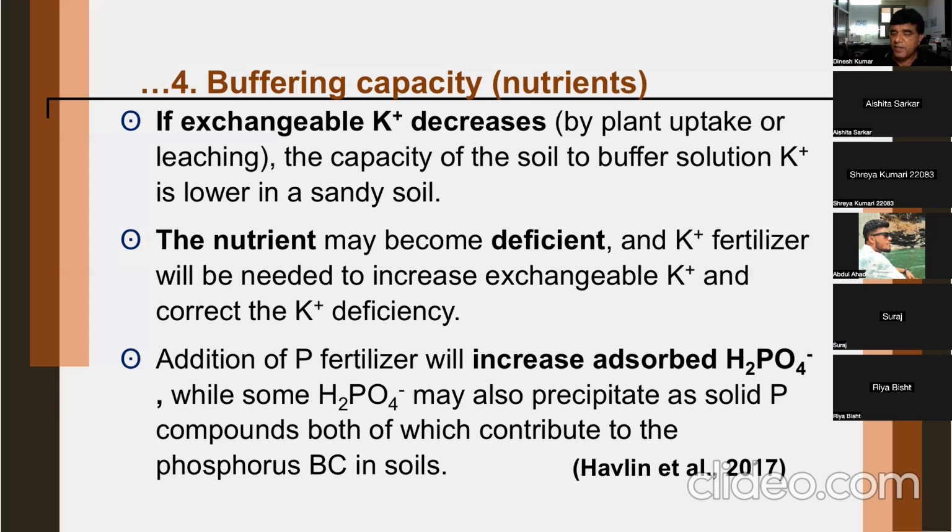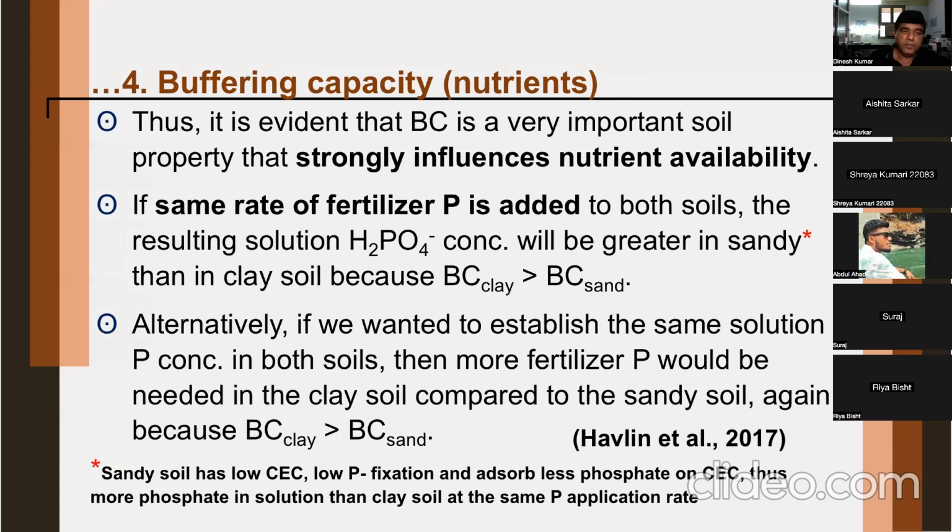Addition of P fertilizer will increase adsorbed H2PO4, while some H2PO4 may precipitate as solid P. So both are sources of phosphorus. One is exchangeable source, which is on the exchange surface, and the other is non-exchangeable phosphorus. That can be solubilized to supply phosphorus. Thus, it is evident that buffering capacity is a very important soil property that strongly influences nutrient availability. Like other properties, mobility and cation exchange capacity, buffering capacity is also important.